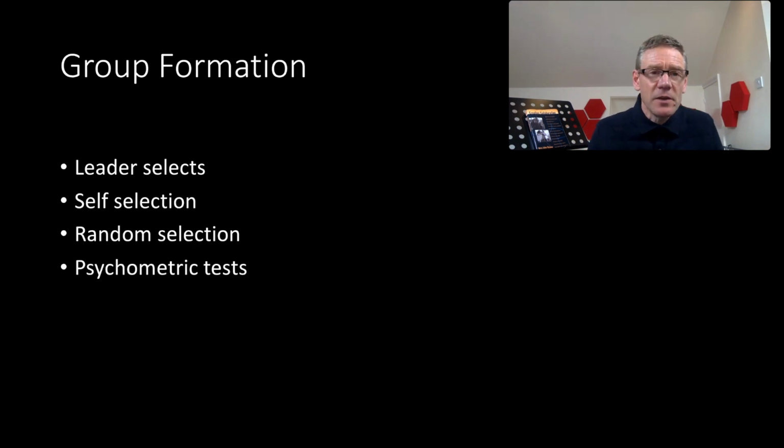So there you go. There are 4 types of ways in which you might form a group. A leader selects, the group self-selects, you can use random selection or psychometric tests. So maybe next time you're forming a group, have a think about how you're forming the group.